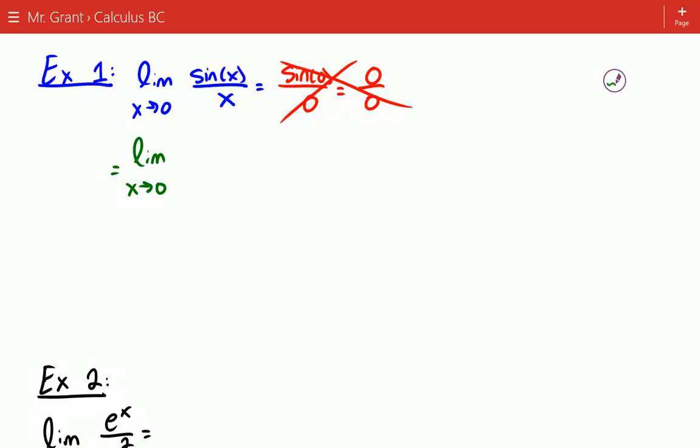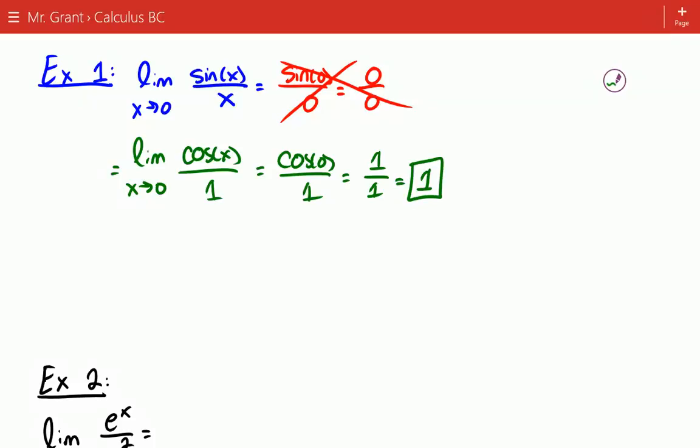We take the derivative of each piece. Derivative of sine of x is cosine of x. Derivative of x is 1. And now we can substitute in 0, and we find cosine of 0 over 1. We know cosine of 0 is 1, and 1 over 1 is 1. So we see one of those special limits that they've always told you you have to memorize is actually pretty easily found just applying L'Hopital's rule, basic trig value, and you're done.